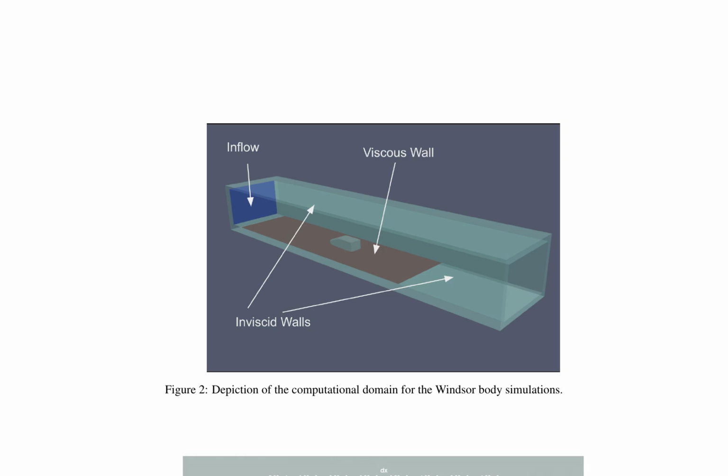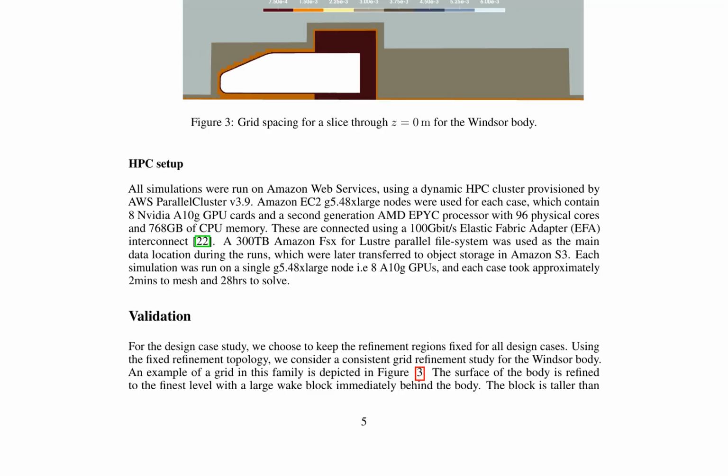Each simulation was run on a single Amazon EC2 G5.48xlarge node, equipped with 8 NVIDIA A10G GPU cards and a second-generation AMD EPYC processor featuring 96 physical cores and 768 GB of CPU memory. The nodes are interconnected using a 100 gigabits per second Elastic Fabric Adapter (EFA) interconnect.